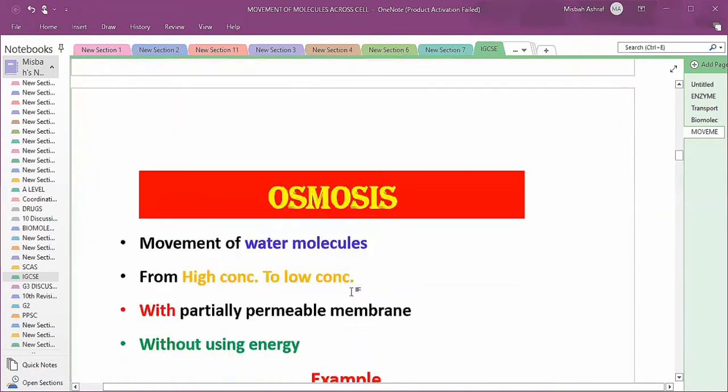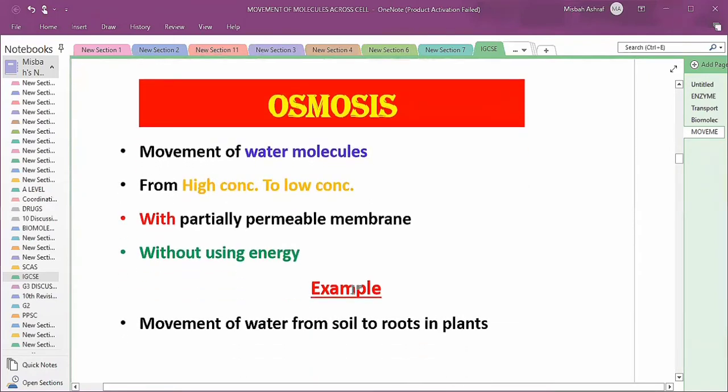Okay. Now moving towards the second definition, second term, this is osmosis.